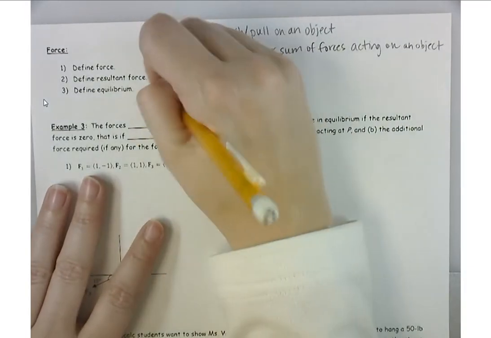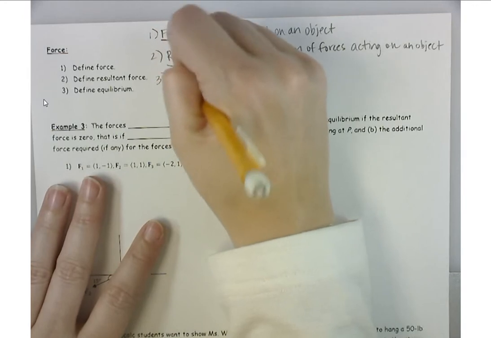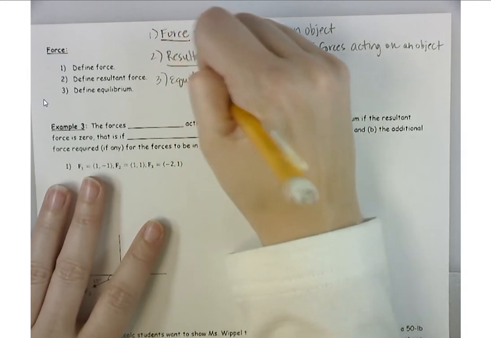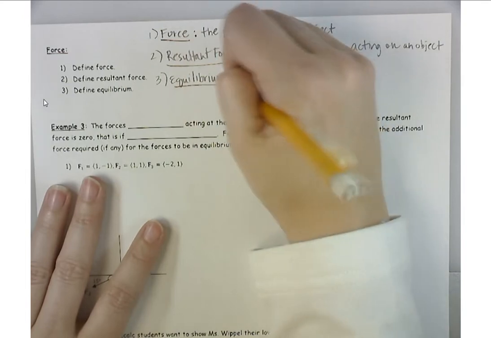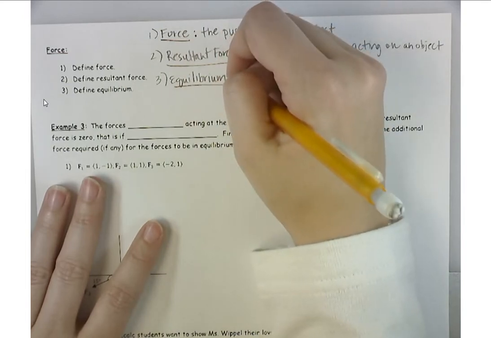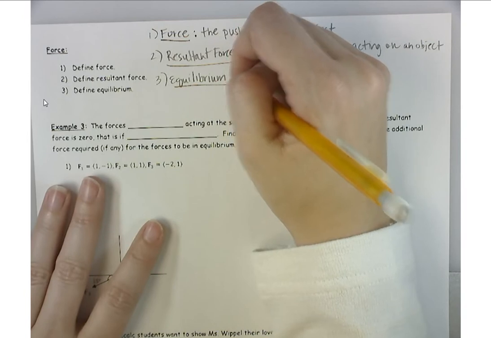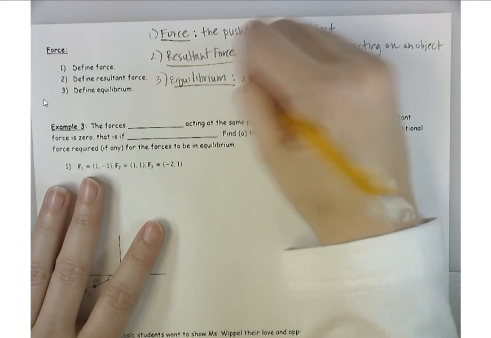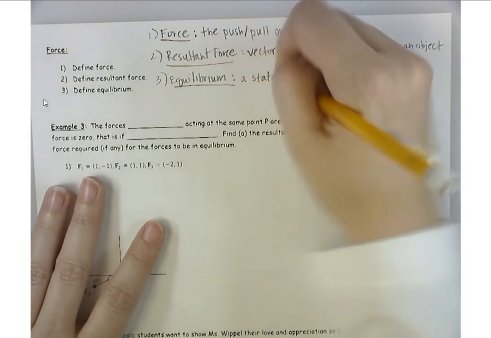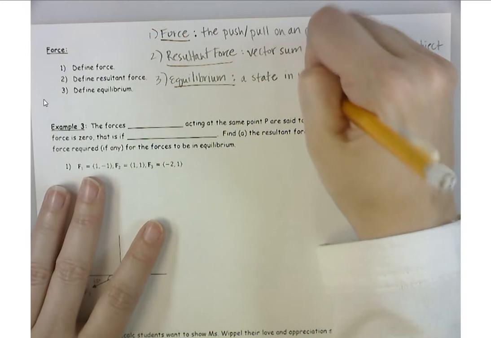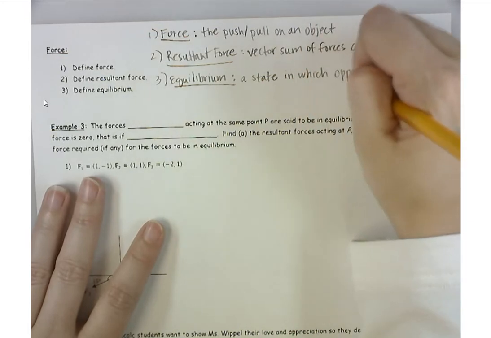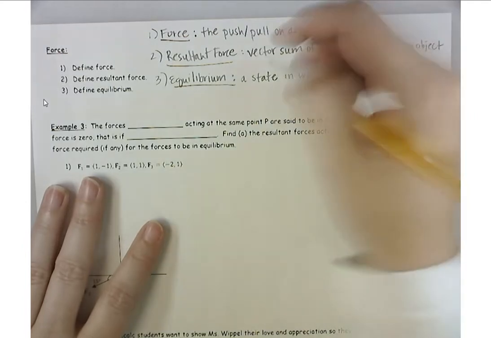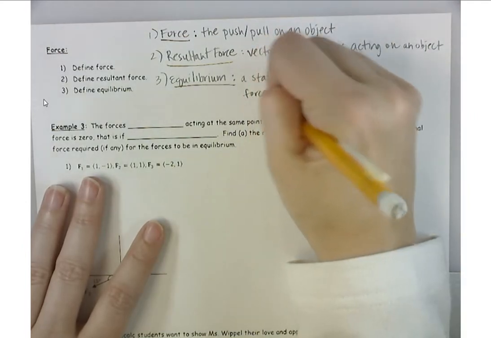And the last one you've probably heard before is equilibrium. Do you guys know what equilibrium is? What's equilibrium? Okay, yeah, it's where two things balance out. So it's a state in which opposing forces are balanced.